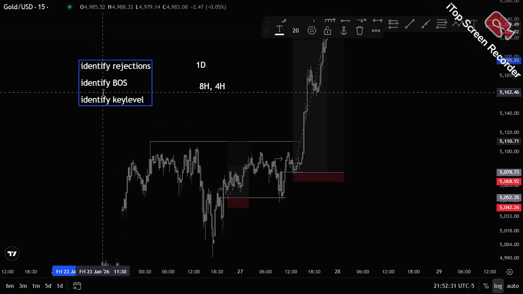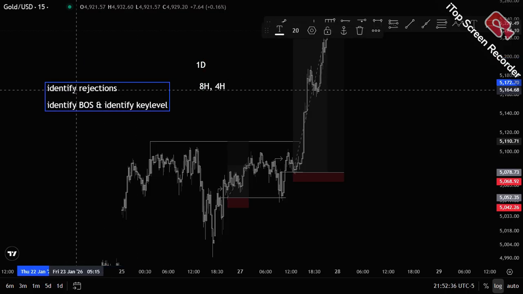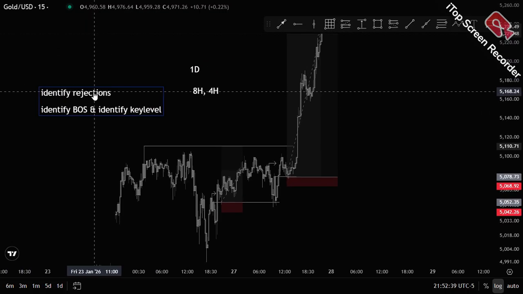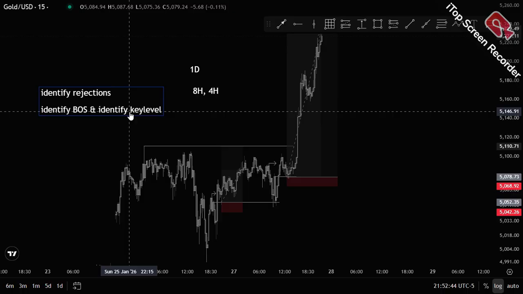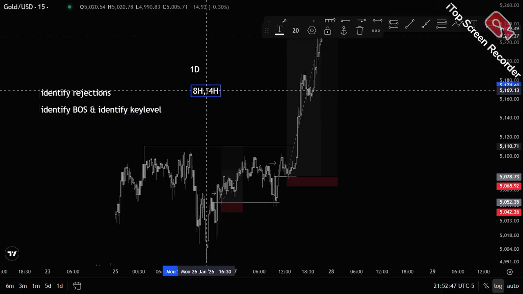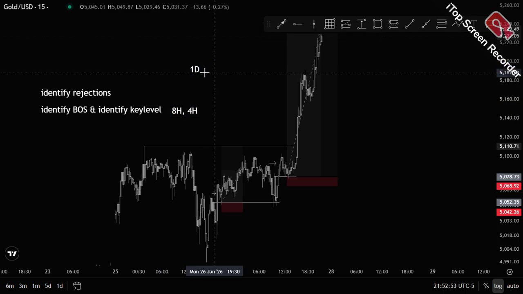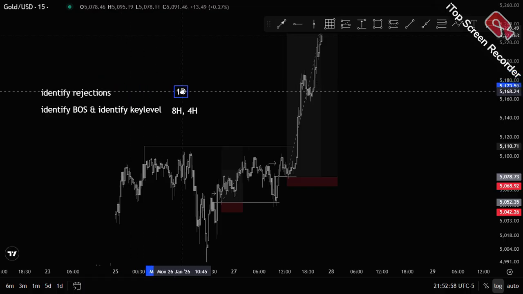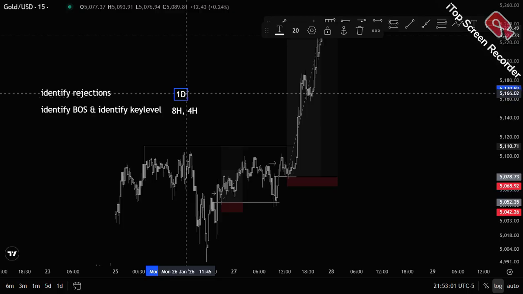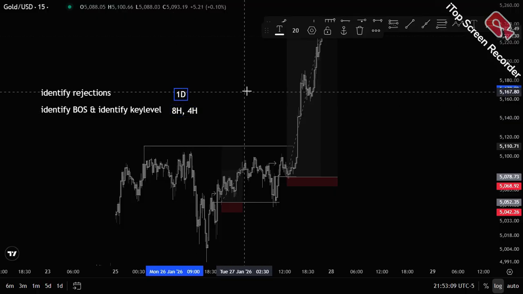So when you identify the break of structure like this, when you identify your key level on the higher time frame, you identify the break of structure and identify the key level on a lower time frame. So it could be this, right? It could be this. So this is your rejection candle, your daily time frame, and your break of structure and key level will come from the 8 hours or the 4 hours.